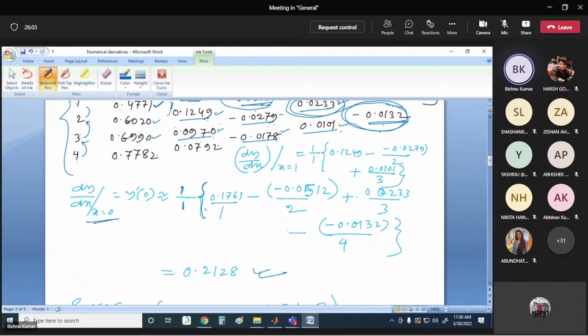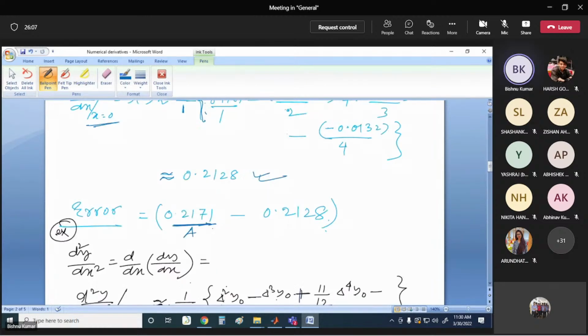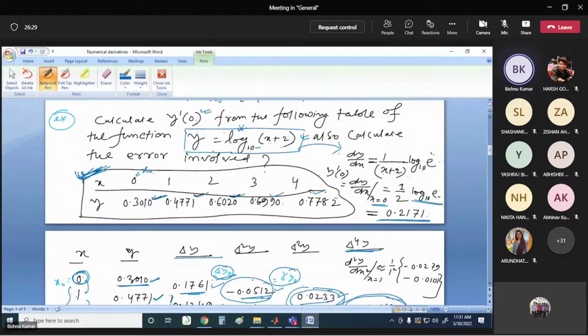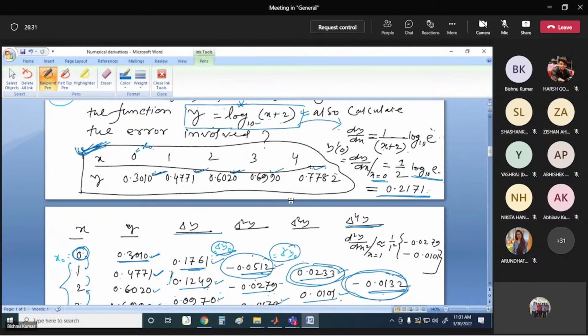0.2171 exact. So this is the exact. Exact minus this approximate, that is basically the error. So whatever value we get, that is the error. Okay. The logic is clear? Yes, sir.